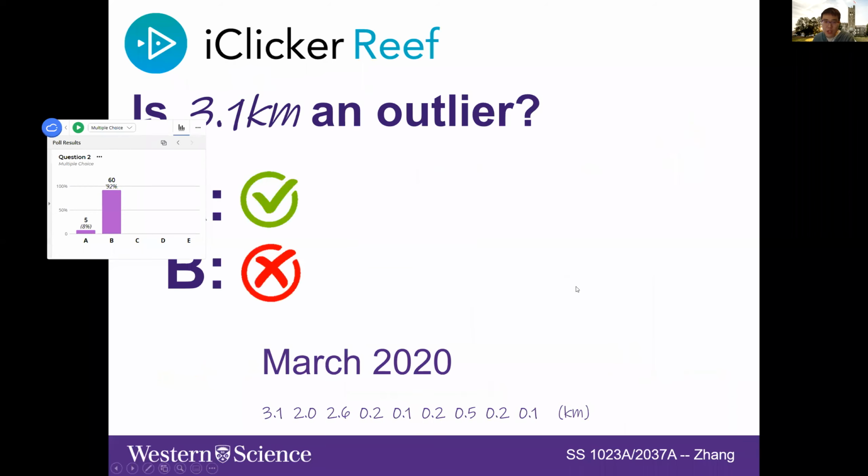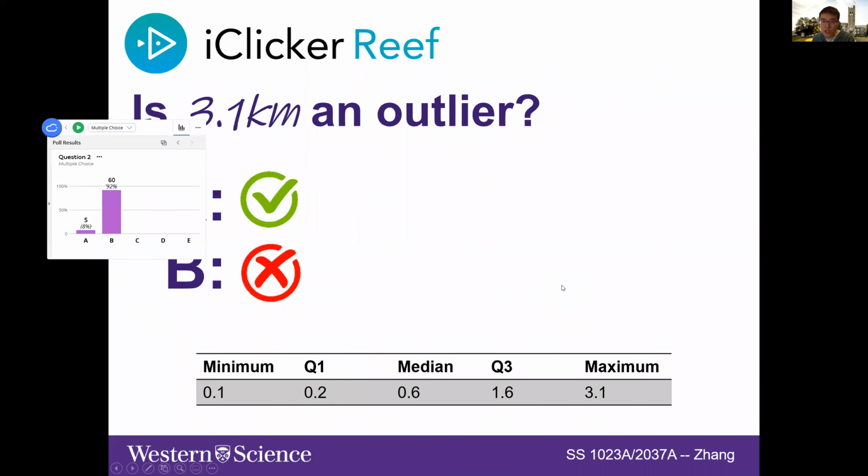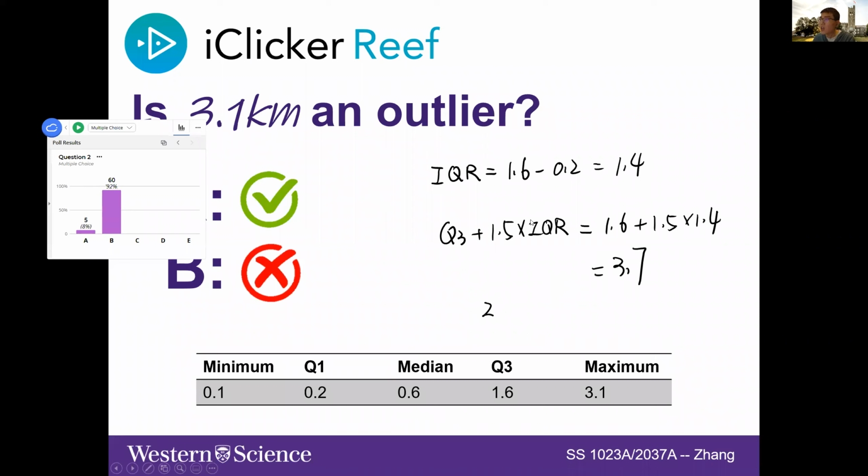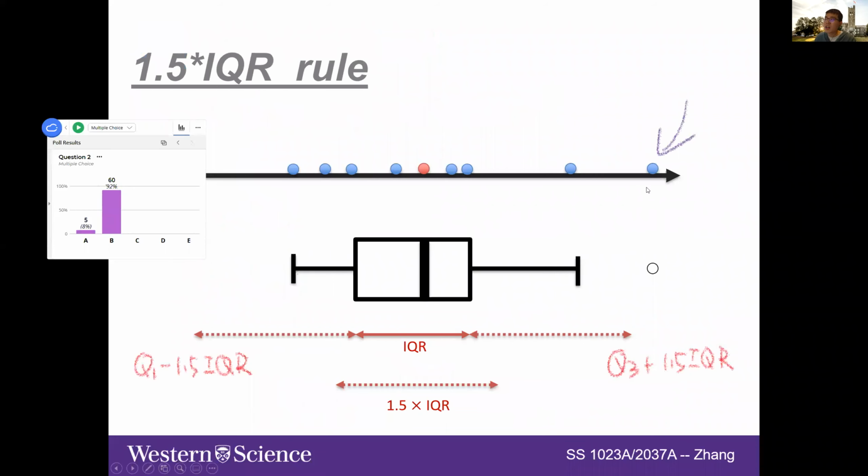So there's a question regarding is the equation Q3 plus 1.5 times IQR to compare with the maximum? Exactly, because what we worried about is that this 3.1 value is quite large. Since it is so large, we're wondering whether that could be an outlier. So remember, for a large value, we usually compare with the range on the right hand side, right? Because that's a concern. There's no need to compare that with this one because that will definitely be larger than this one.